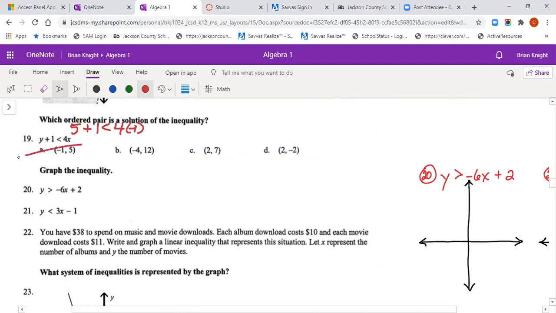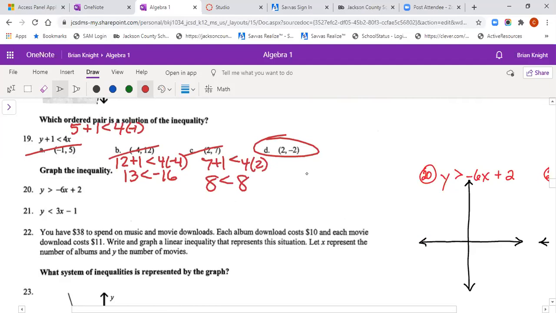Okay? Here we go. 12 plus 1 is supposed to be less than 4 times negative 4. That's going to be 13 is less than negative 16. Is that true? No. 7 plus 1 is less than 4 times 2. Getting closer. 8 is less than 8. Is 8 less than 8? No. So I guess that's my answer, but I'm going to double check just because I'm that guy.